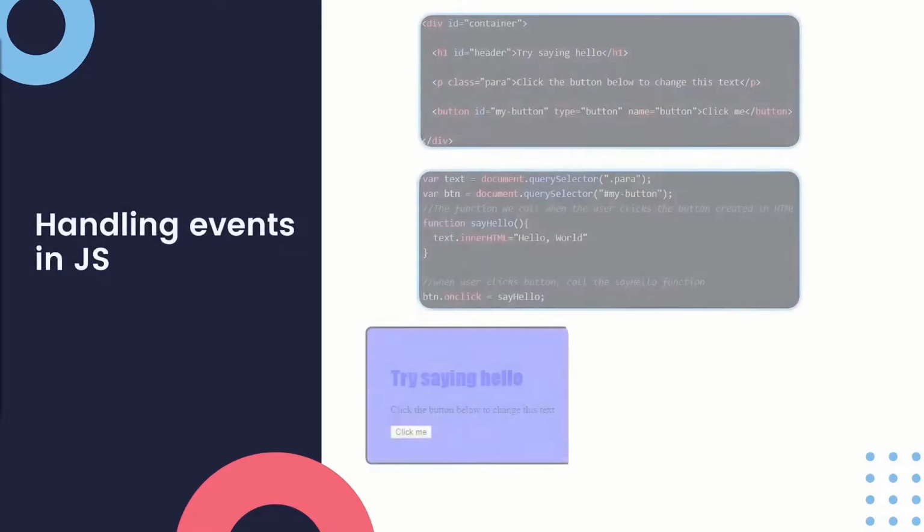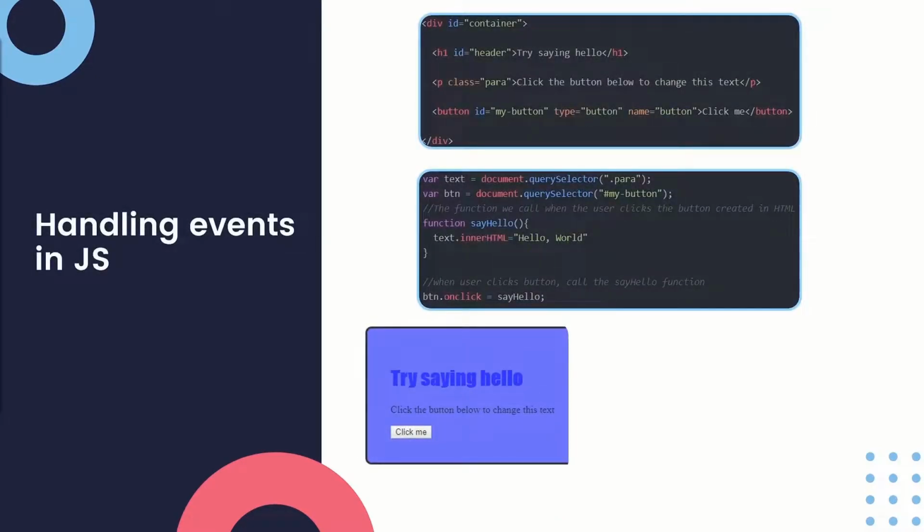Now let's have a look at how we can handle events in JavaScript. In this example, we've got our HTML code at the top. In the center, we've got our JavaScript code, and then the output, or the current state of our output, right at the bottom, which basically says try saying hello, click the button below to change this text. Once the user clicks this button, the text should change. So let's have a look at the code quickly.